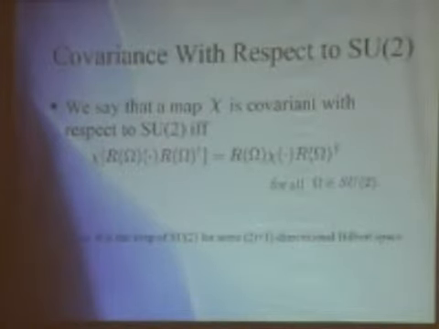So what do I mean by covariance with respect to SU2? Suppose that a map chi is covariant with respect to SU2. Then what it implies is that if I have a density matrix of my spin j, and then I apply a rotation on it in the space, one of the representations of SU2, and then I apply my map chi, it's the same thing as if, on that density matrix, I would have applied chi first and then the rotation. And that should be true for all chi.